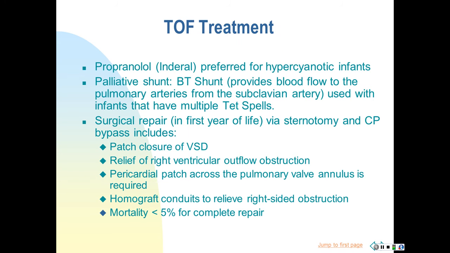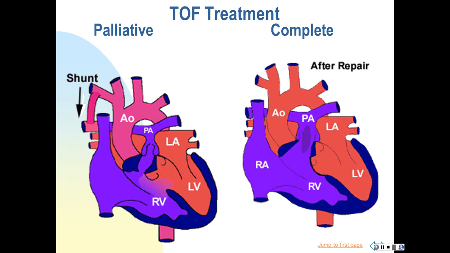So if we have a kid preoperative who's having TET spells, yes, we'll do the knees to chest or they'll be squatting on their own, but we usually will give them propranolol, which I'm sure you remember is a beta blocker, which will usually decrease the amount of hypercyanotic spells these kids have. I talked about the palliative, the short-term fix of the BT shunt, and I also talked about the surgical repair. Here's pictures of just the BT shunt on the left and the complete repair on the right.